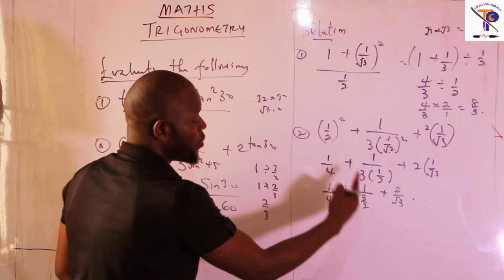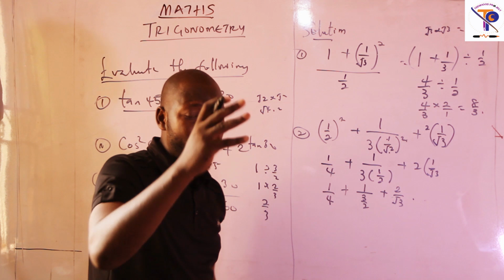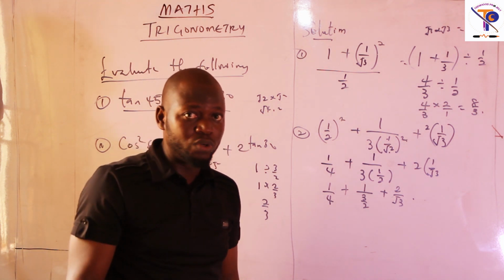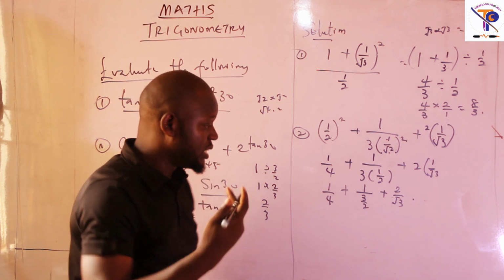So reciprocating 1 over 3 over 2 will give you 2 over 3. That is a shortcut for JAMB students. 1 over 1/2 is actually 2. That means 1 divided by half, it's going to be 2. So it is reciprocation.